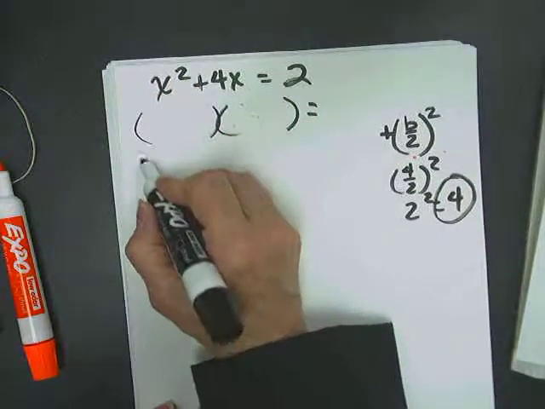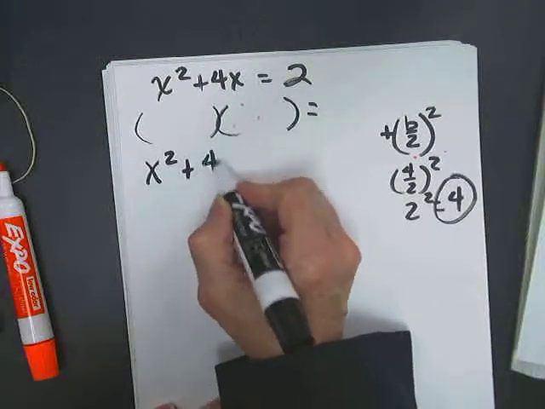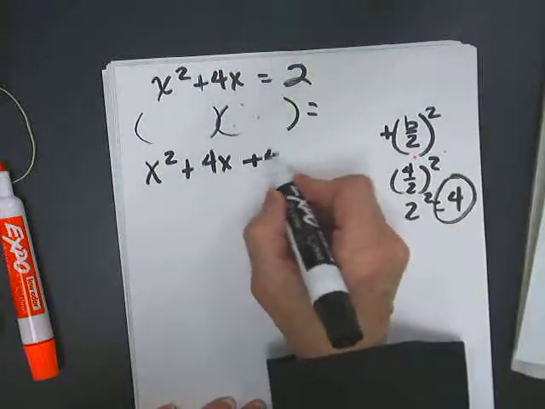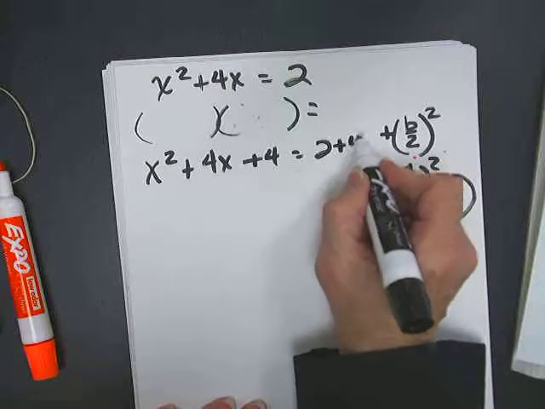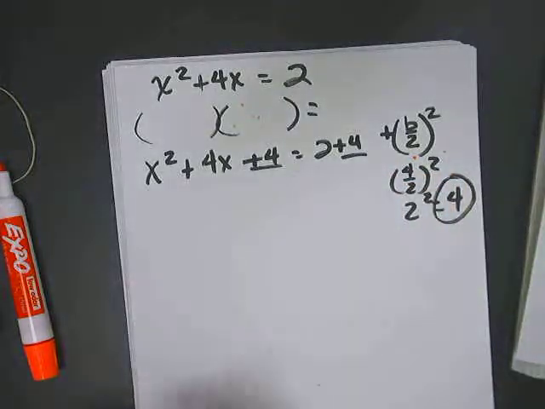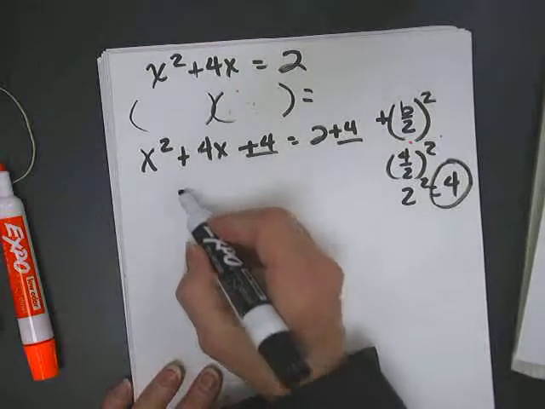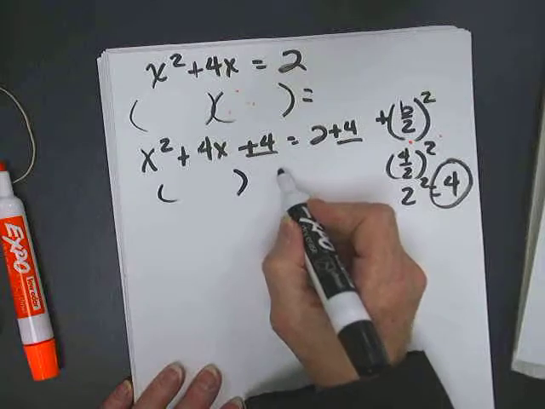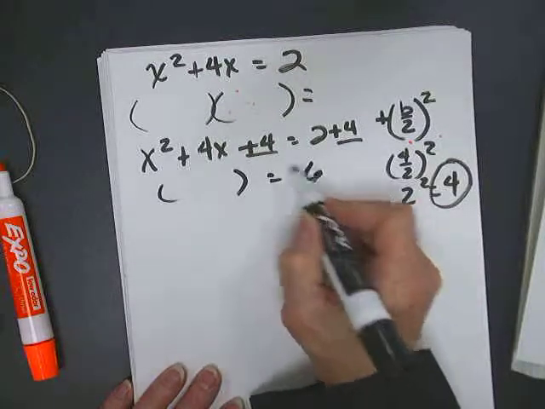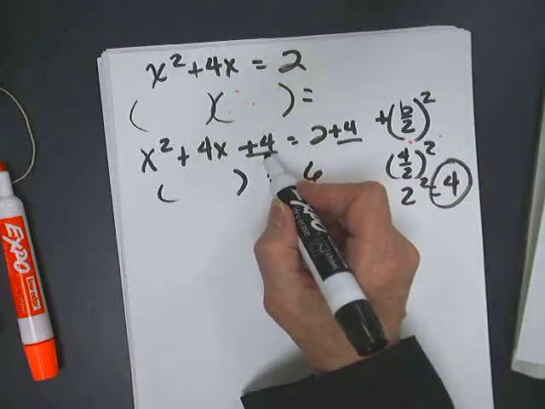So let's just go ahead and do 4 over 2 squared. 4 over 2 is 2. 2 squared is 4. We're going to add this to both sides. That's going to make it where this is a perfect square. I'll show you. Add 4 to this side. Add 4 to this side.